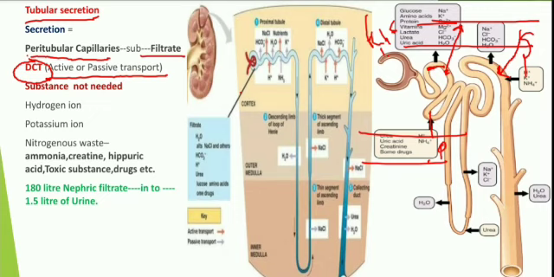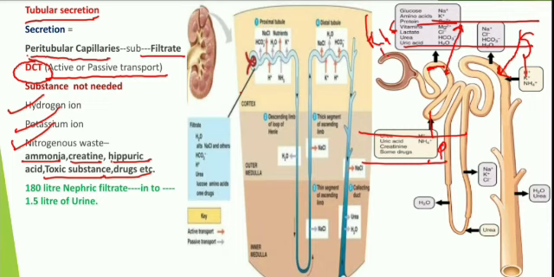And what are the substances that are not needed by the cells or the human body? These are secreted into the filtrate. For example, excess hydrogen ions, potassium, nitrogen waste like ammonia, creatinine, uric acid, toxic substances, drugs. These substances are not required by the human body at all. That's why the excess waste material, hydrogen and potassium are sent into the filtrate. This is the kind of secretion in the renal tube.